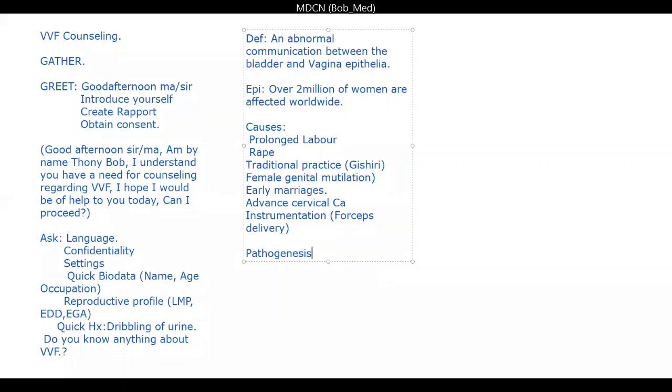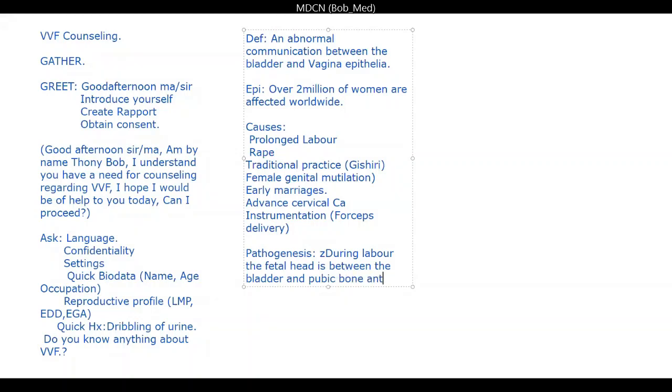Pathogenesis. So the pathogenesis depends on, let's say, the causes. If it is rape, it's a different procedure. If it is prolonged labor, it's a different thing. So mostly, since prolonged labor is a major cause, let's say during labor, the fetal head is between the bladder and pubic bone.